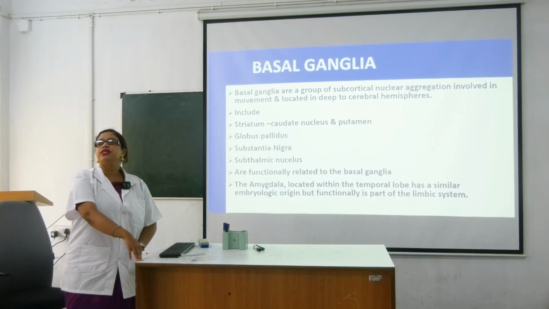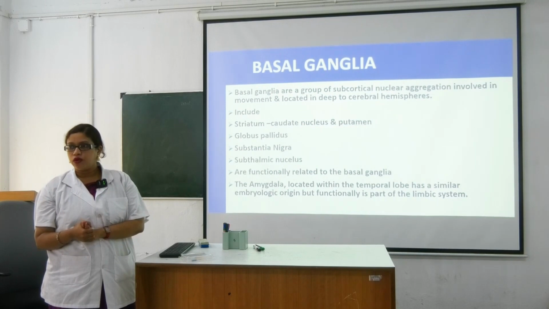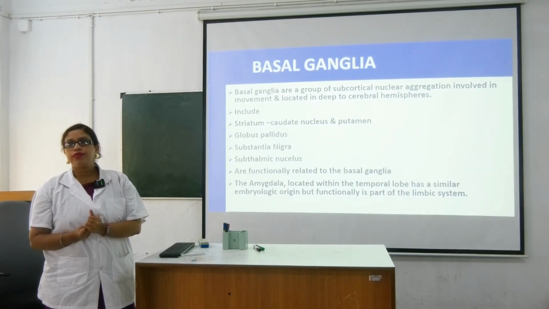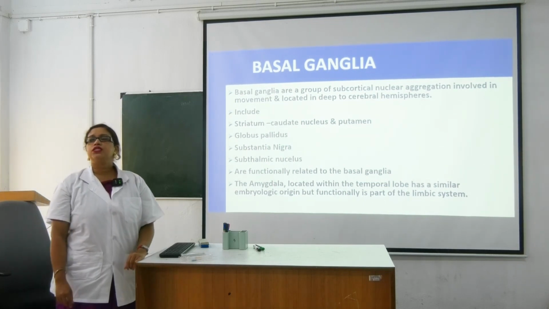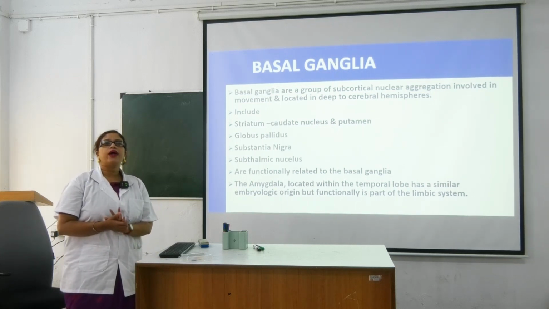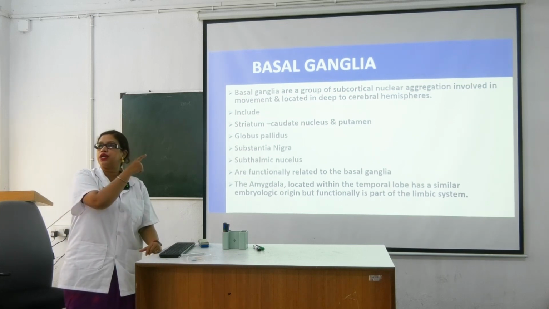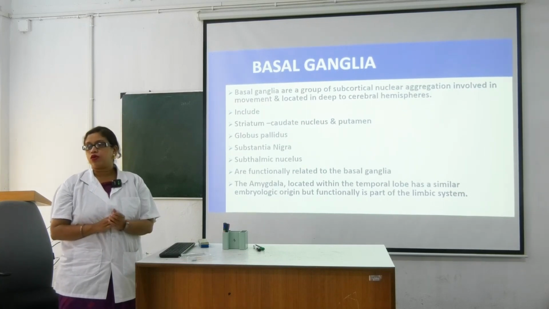Why? There is one reason. Because there are three types of striatum. Okay, first one is the neostriatum, second one is the paleostriatum, third one is the archistriatum. Okay, write it down. The first one is the neostriatum. Neo means what? New. So it includes two structures, these two structures: caudate nucleus and the putamen.